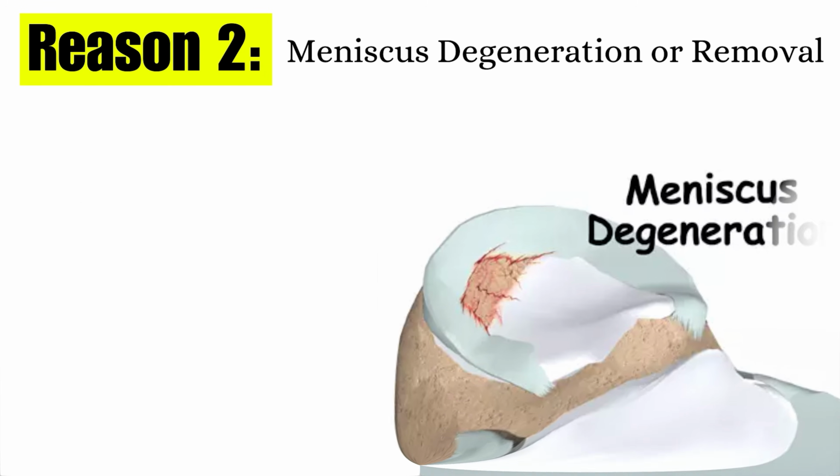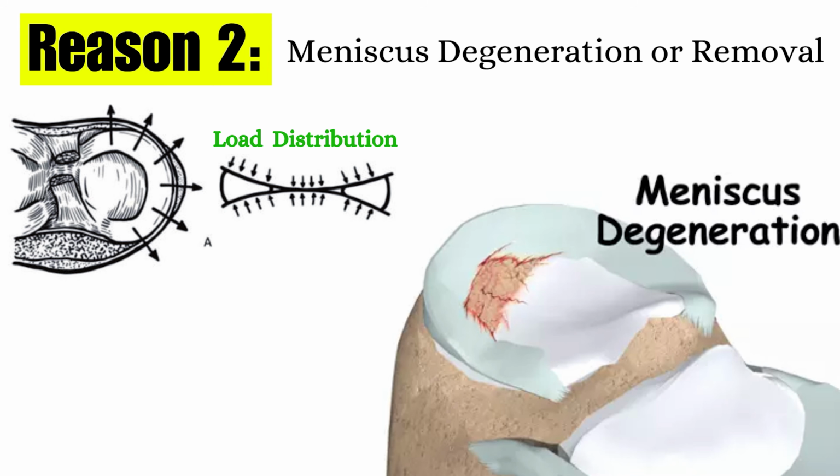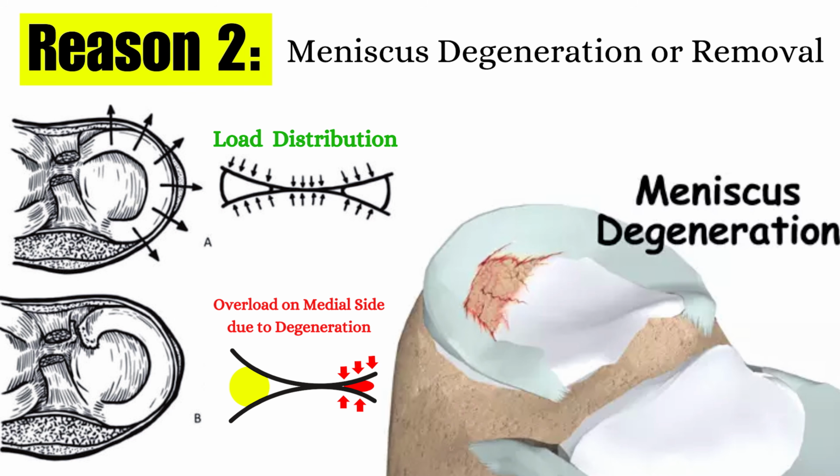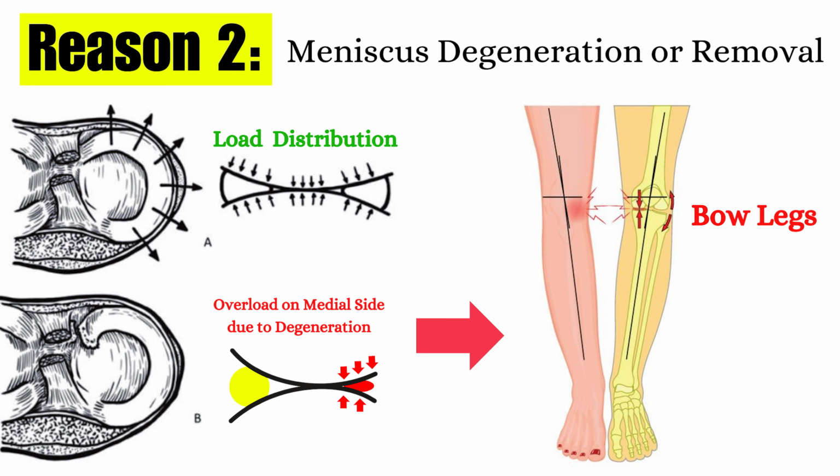The second reason is the meniscus degeneration or removal. In a normal scenario, the load distribution on the meniscus is equal on both sides. Damage or loss of the medial meniscus, even from old sports injuries or surgery, lets your joint space collapse on the inside, tilting your leg into varus.